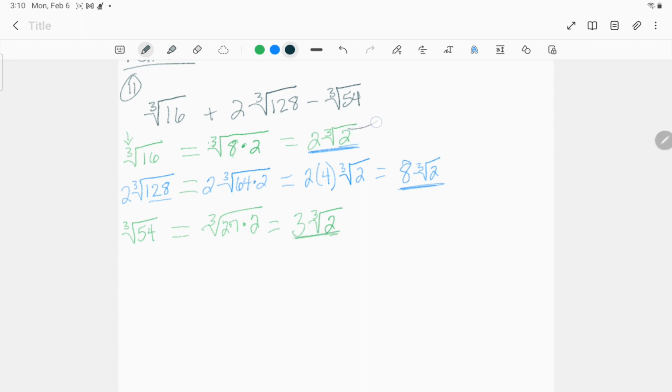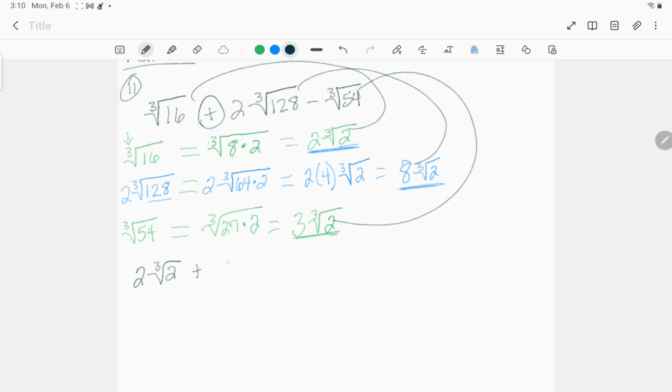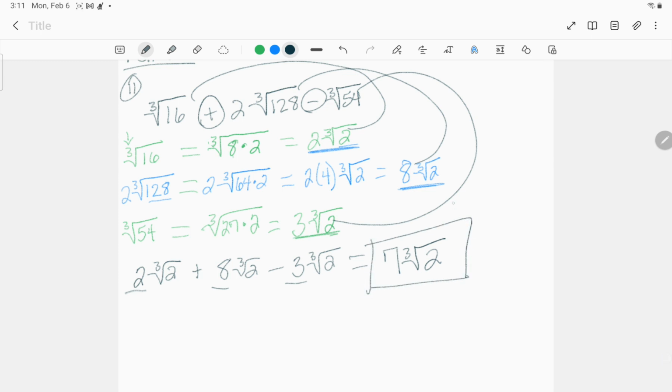So now we're just going to plug these back into the appropriate spot. So my first one is going to be 2 cubed root of 2 plus 8 times the cubed root of 2 minus 3 times the cubed root of 2. So 2 plus 8 is 10, minus 3 is 7 times the cubed root of 2. Final answer.